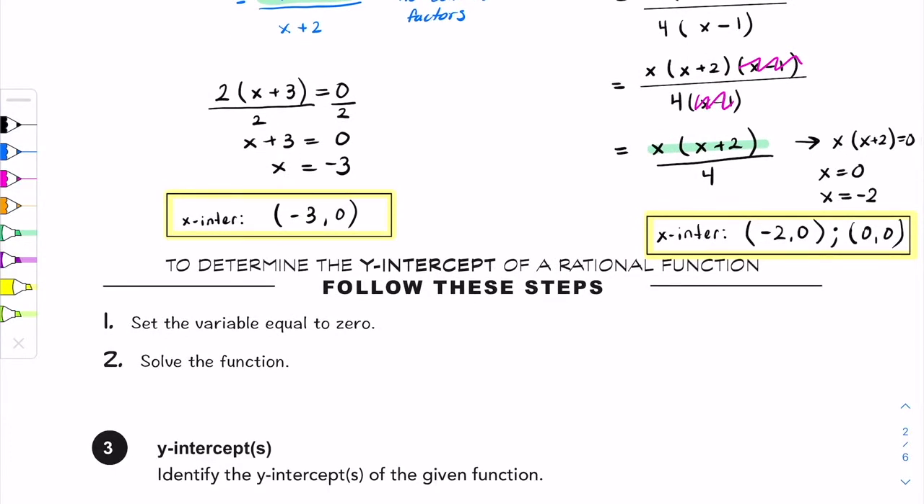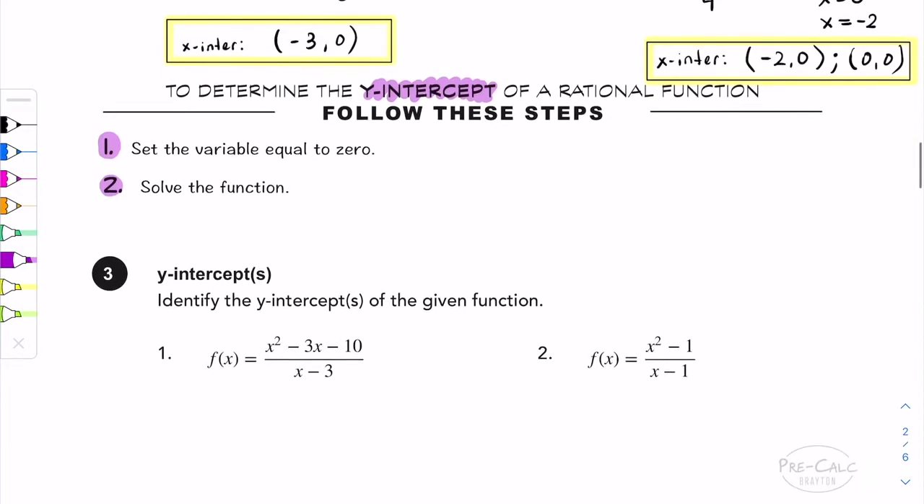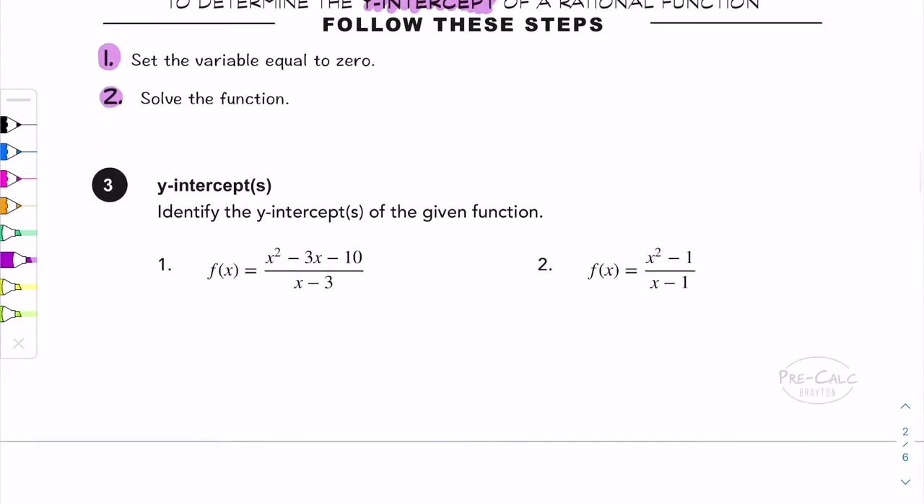Next is our y-intercept. Finding the y-intercept should be something you remember from the past. In this case, you set the variable equal to 0, and then you solve the function. In this case, you'd be solving for y. I know sometimes it says f of x, but f of x or y are the same thing. I'm only going to go over the first example here. I think that finding the y-intercept is something we've done quite a bit this year.